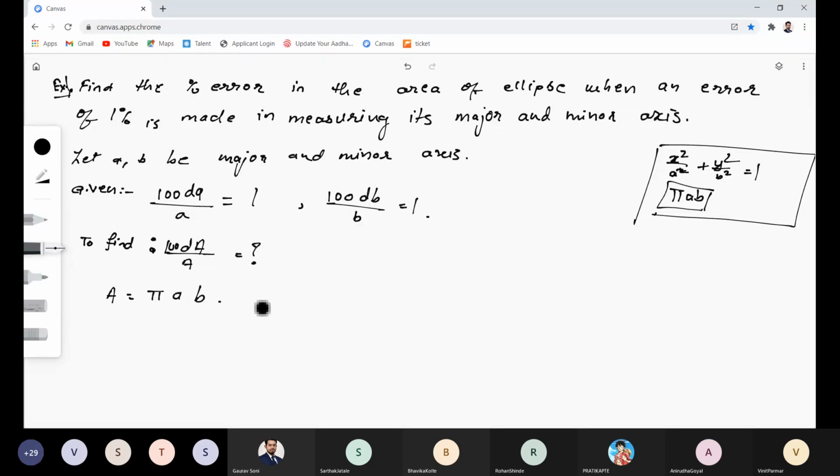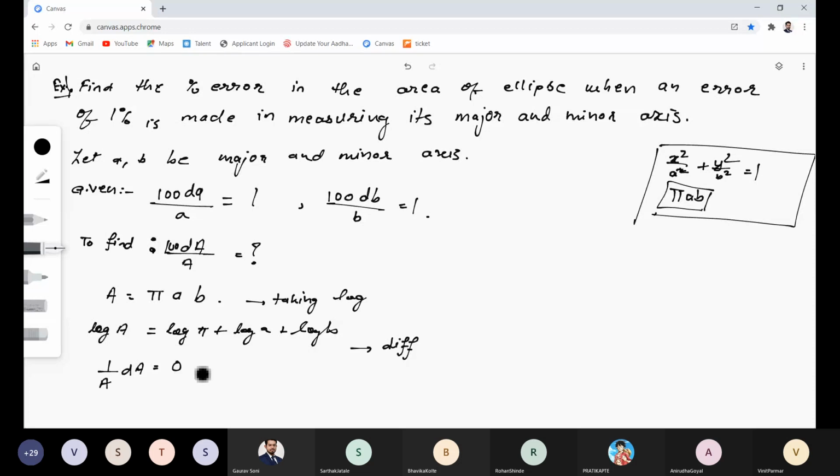There are two ways to do this. One is by using the formula. Okay, I'll do it both ways. I'll take log first of all. Log A is equal to, taking log, log A is equal to log pi plus log a plus log b. Now differentiating, we have 1 upon A dA is equal to the derivative of log pi, being constant, 0, plus the derivative of log a, 1 upon a da, plus the derivative of log b, 1 upon b db.